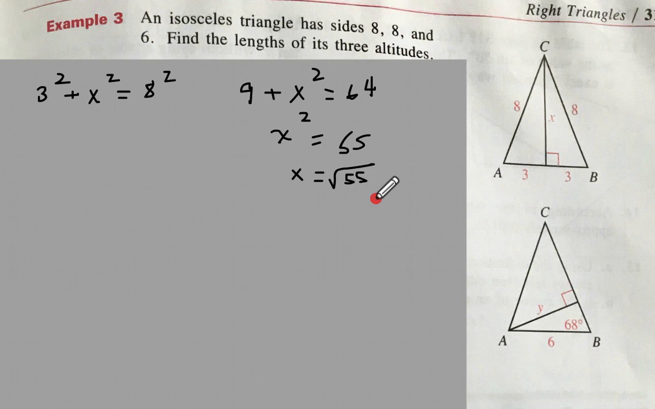Now we have some things to deal with. Well, it doesn't ask us to find... Yeah, so we know what x is now. And that's all they ask for. So you can just leave it the square root of 55, or you can just put it in your calculator. All right, let's look at this altitude down here.